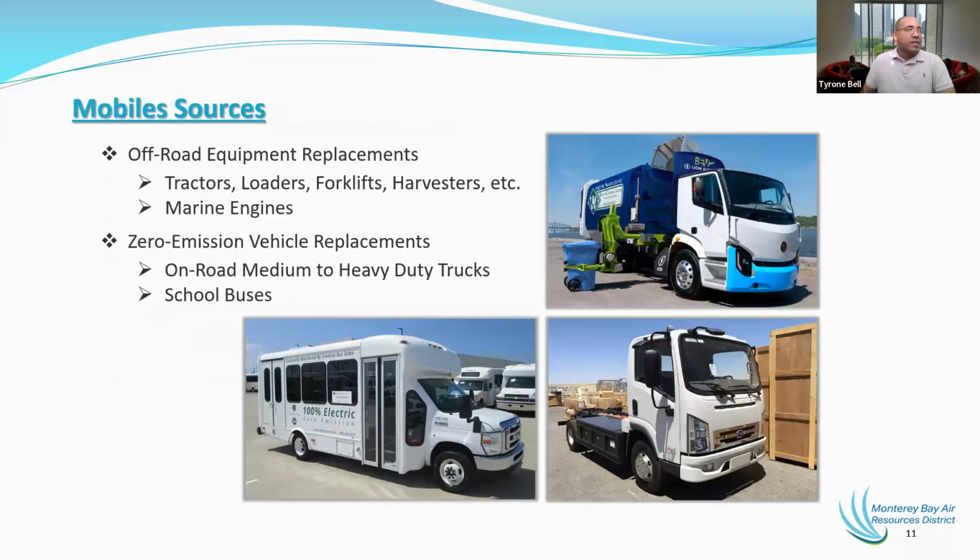And this is just further examples of past projects we've granted within our district. Mobile sources include off-road equipment, tractors, loaders, forklifts, harvesters, as well as zero emission vehicles. These are some of the vehicles we have funded. An electric refuse hauler in the top right there, a couple of shuttles, and what looks like a medium or heavy duty truck.